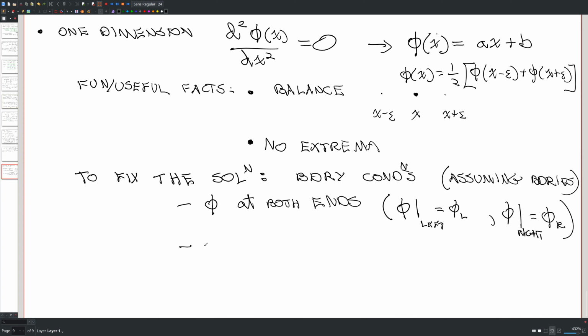You could also give me phi and d phi/dx at one end. You could also give me phi at one end and d phi/dx at the other end.